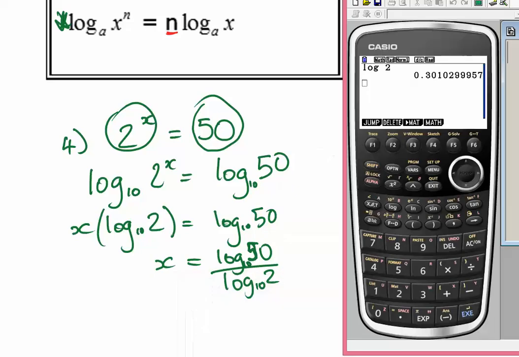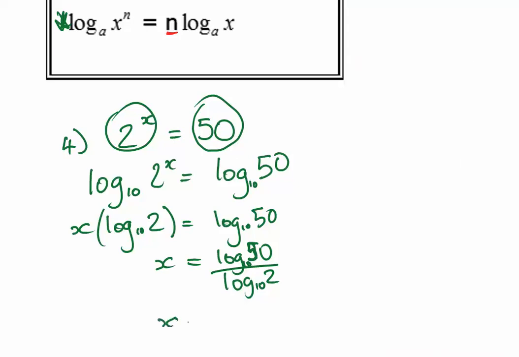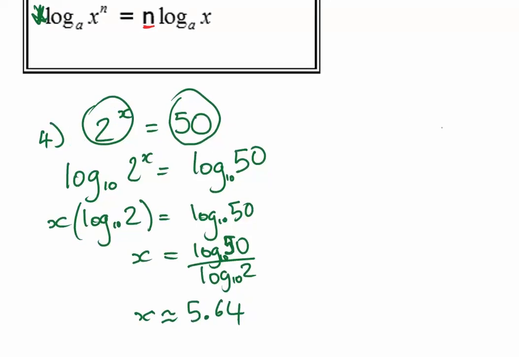Okay, so on your calculator then, you're just going to work out the log of 50 and then you're going to divide it by the log of 2. Okay, so if we type that in our calculator, we should get an answer of 5.64 to 3 significant figures. And that makes sense because if you remember at the start, I thought my answer was going to be between 5 and 6. Since 2 to the power of 5 is 32, 2 to the power of 6 is 64. I knew it was going to be somewhere in between those, so my value for x needed to be somewhere in between 5 and 6.